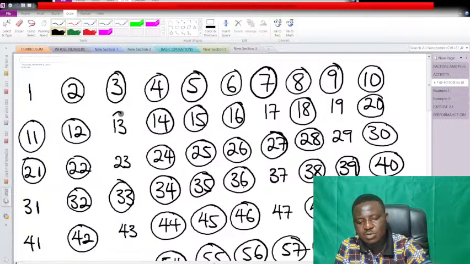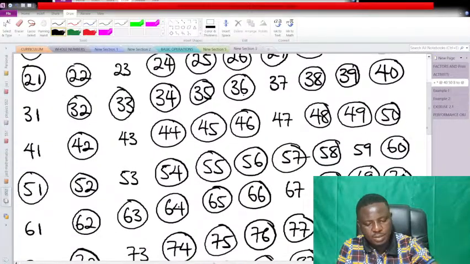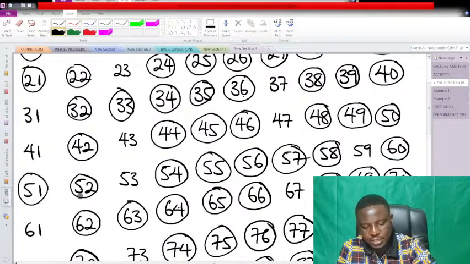All the multiples of 13 include 13. 13 plus 13 is 26. 26 has been shaded. Plus 13 is 39. 39 has been shaded. 39 plus 13, this will give us 52. 52 has been shaded. 52 plus 13, that is 65, has been shaded.